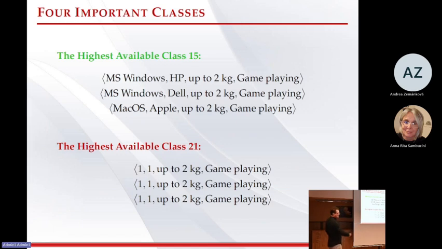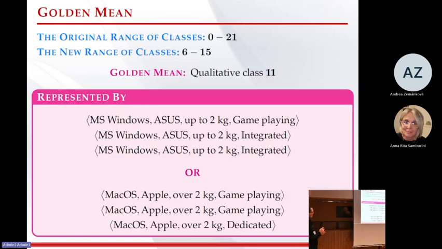These laptops don't exist, so we won't buy them. But these three laptops we can buy, so the highest available class is 15. That means the original range for finding the golden mean is between 0 and 29, but the real range is between 6 and 15. So that means we agree with the seller, for example, on the qualitative class 11, and it's up to you. Choose 3 laptops with a total distance of 11.